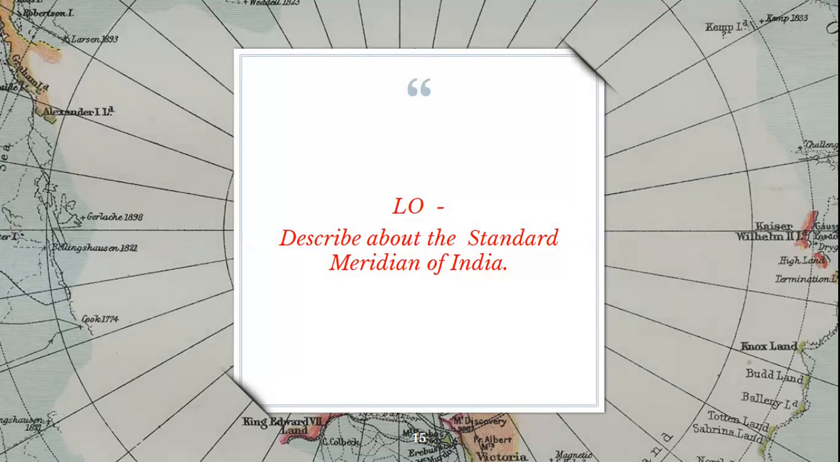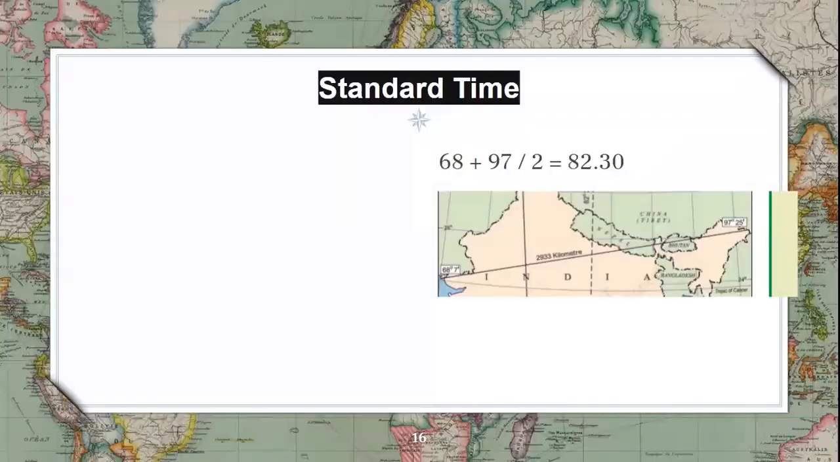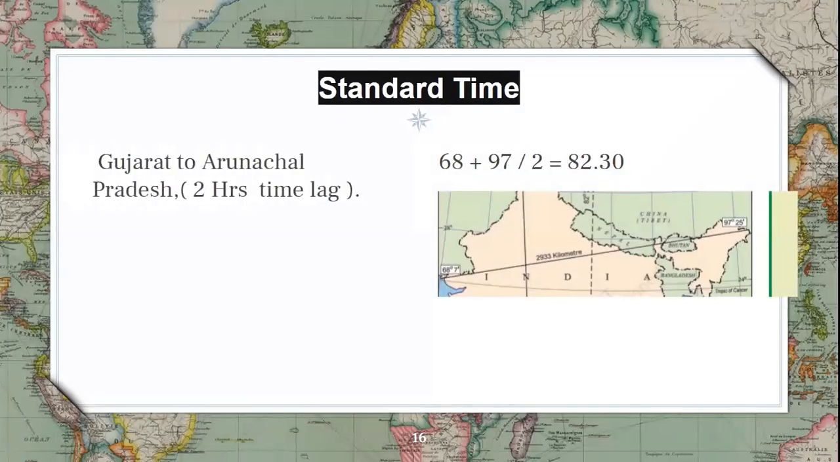Now let's learn about the standard meridian of India. Every country has its own standard time. India also has a standard time. India's standard meridian is 82.30 east. What is the reason for this? Why is this 82.30 east meridian considered the standard meridian? Based on that we are calculating time. What is the reason for that?